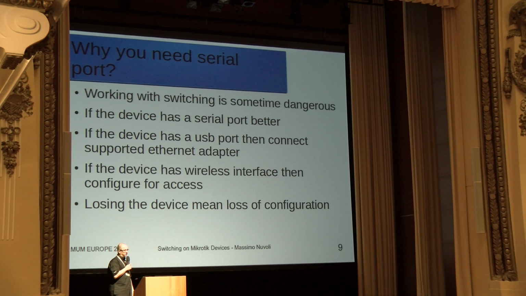Then if the device has a serial port, it is okay, but the device may not have a serial port. So you can use, and this is what I do here, a USB Ethernet device connected to the RouterOS system. So you have one added interface that doesn't go to the switch, so it's working. If you lose the device because of an error in configuration, you don't lose the configuration of the switch, because otherwise you must reset it. Okay? Some questions? No.